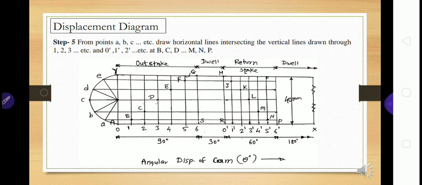Now observe that wherever this line from small a point cuts the vertical line from point 1, give the name here as capital B point. Wherever this horizontal line passing through small b point cuts the vertical line passing through the second point, give the name as a C point here. Similarly, the horizontal line passing through c and cutting this third vertical line, give the name as D. Similarly E, F, G, all these points we have got.